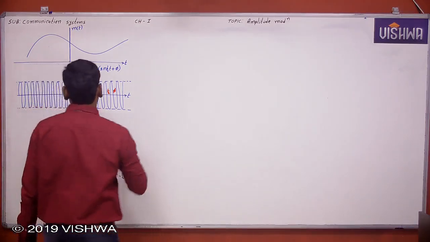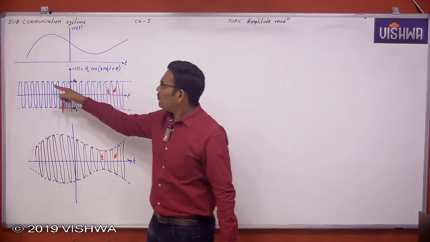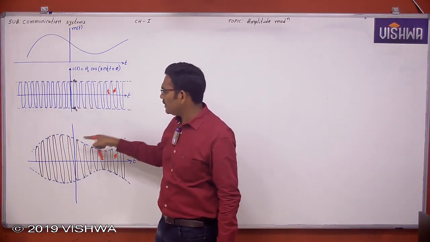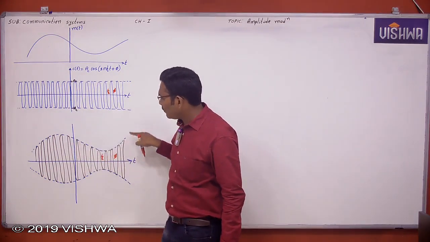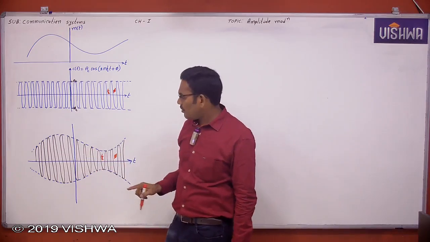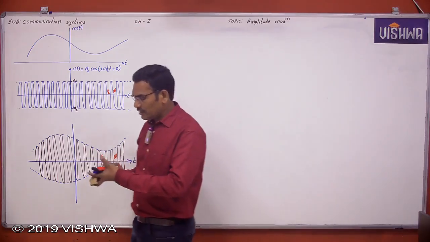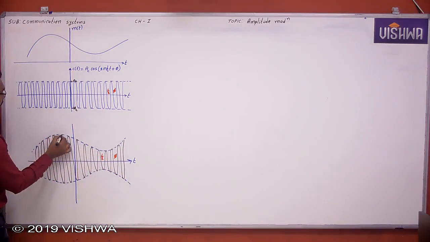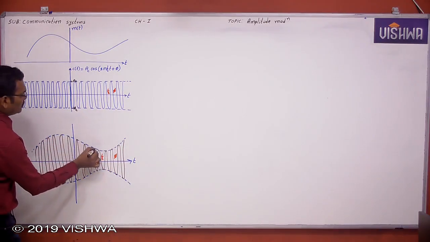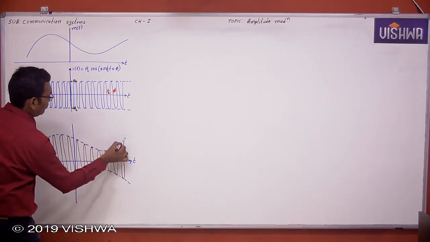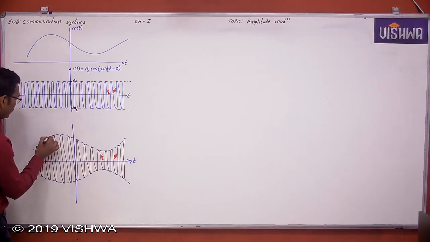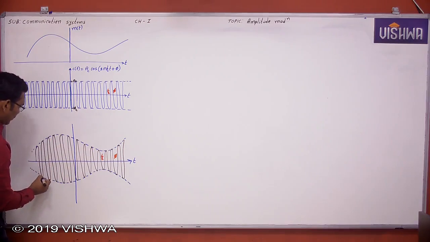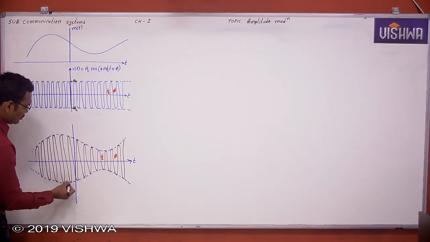Then what is the change? The amplitude of the carrier before modulation is Ac, which is constant, but the amplitude of the carrier after modulation is not constant, it is continuously changing. Now see here. Why is the amplitude of the carrier continuously changing?